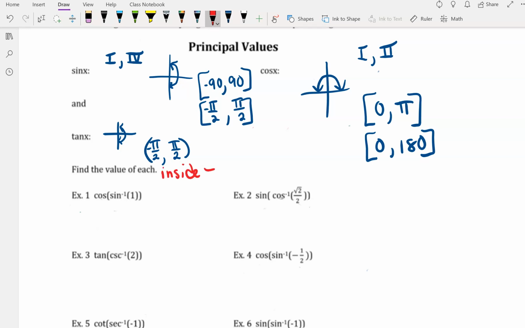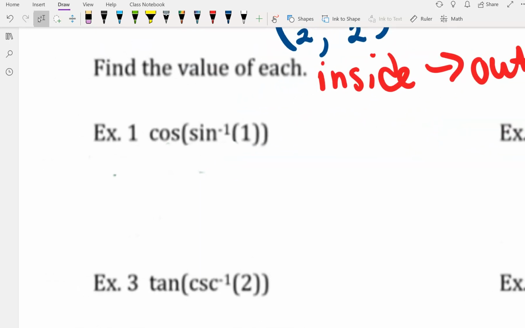Inside out. All right, so we are going to start with inverse sine of 1. I'm going to rewrite this. Inverse sine of 1 just means sine of some angle theta equals 1. So sine of what will give us 1? And if you know your unit circle, you'll remember that sine of pi over 2 equals 1. So this part just becomes pi over 2.